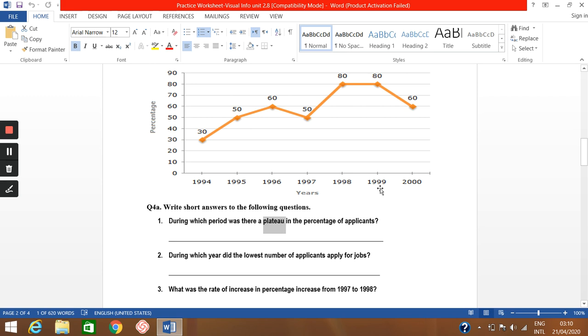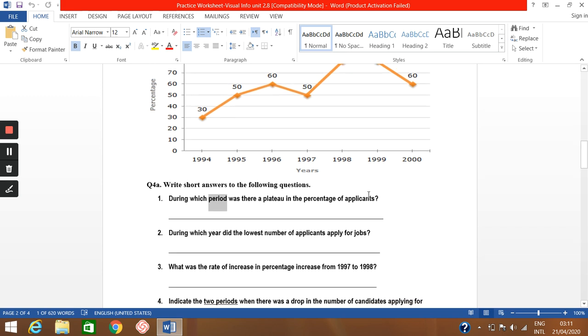and 1999. Because you see, if you draw a line, then you find that this one here matches 1998, and this part here matches 1999. So your answer briefly could be between 1998 to 1999 here, because the question is about the period. The periods are represented by the x-axis here, so your concentration should be on this part here. Okay, is that clear?